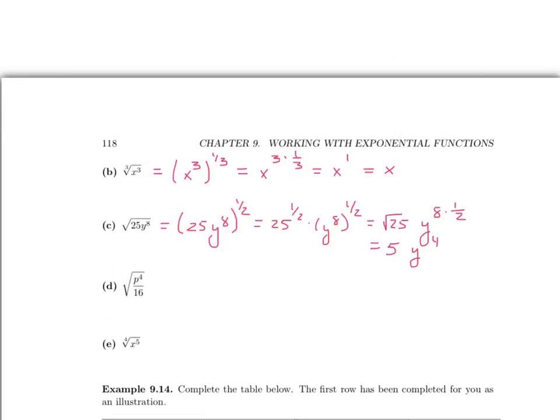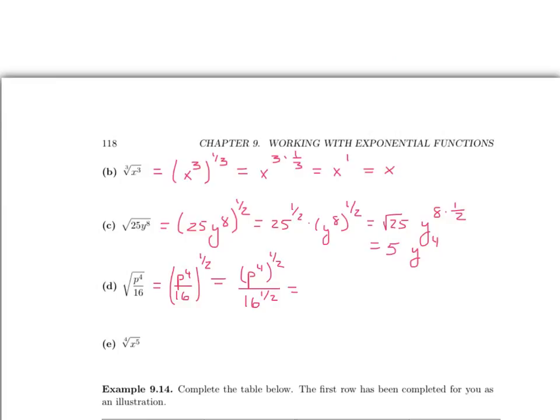Let's look at part D. Here we're taking the square root of a fraction. So let's begin by writing the square root as an exponent. So we have p to the 4th over 16, and instead of taking the square root of this, we're going to raise it to the 1/2 power. Now we have an exponent property we can use. We can take the 1/2 power and distribute it to the numerator and to the denominator.